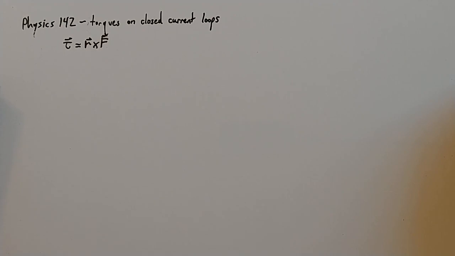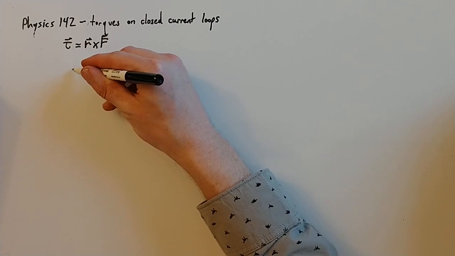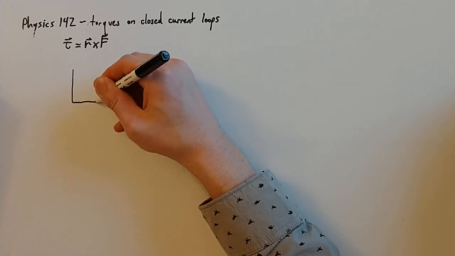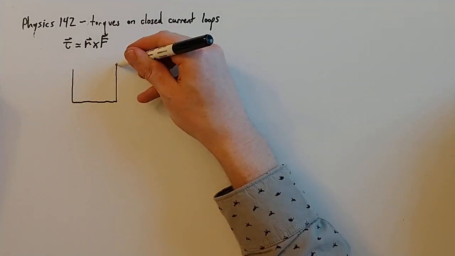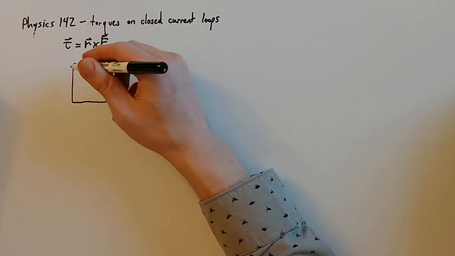A situation where we often get a torque is if you have a closed loop of current, and I want to show that to you a little bit. Let's think about some current loop, and I'll think about a rectangular current loop here. So let's imagine that I have some rectangle here. Mine's going to look pretty square. That's okay. Here is a rectangular wire.